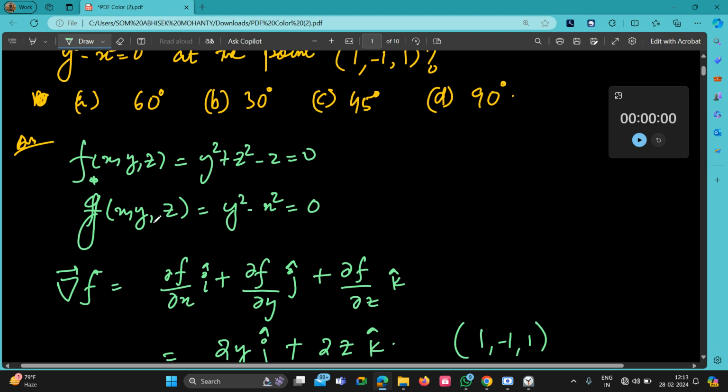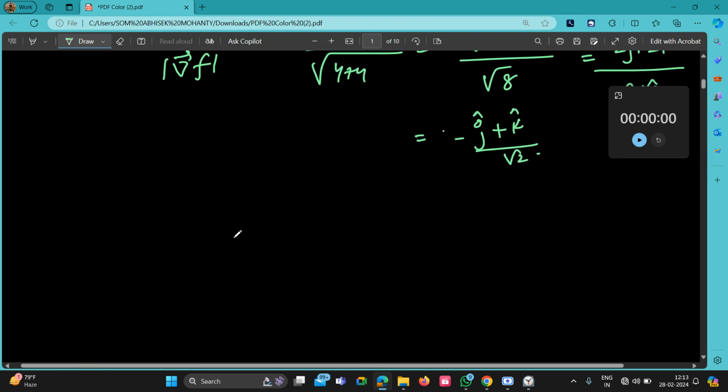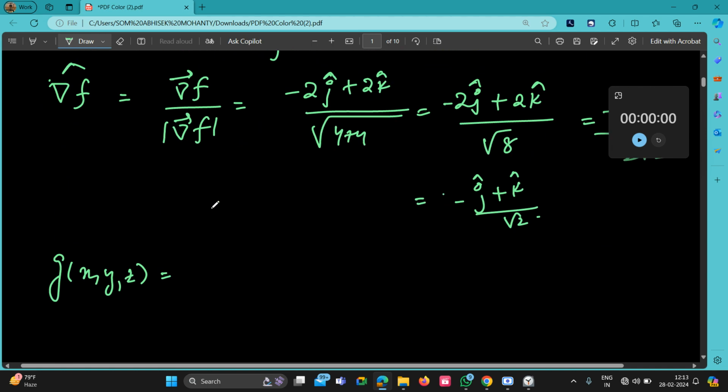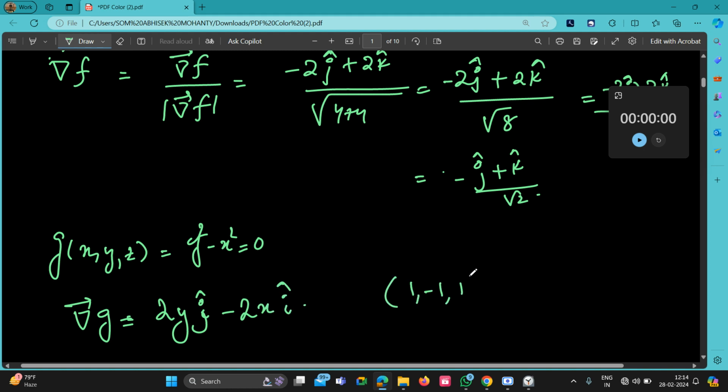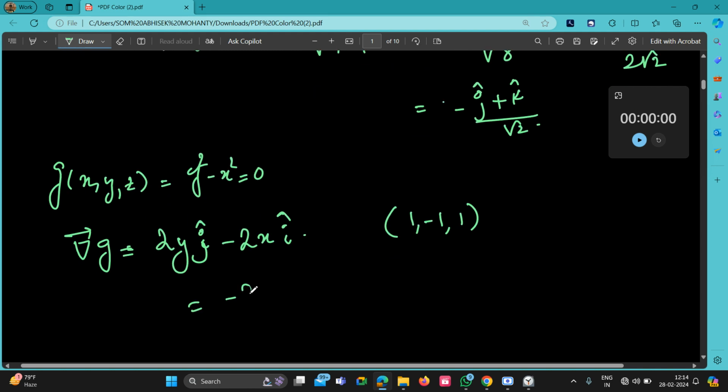Now the other surface is what? g. So we will find that for that one too. So g(x, y, z) is equal to y square minus x square equal to 0. So del g is equal to 2y j cap minus 2x i cap. The point is 1, minus 1, 1. So if I put it here, it is minus 2 j cap minus 2 i cap, let me write it properly, minus 2 i cap minus 2 j cap.